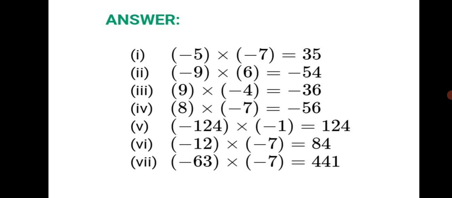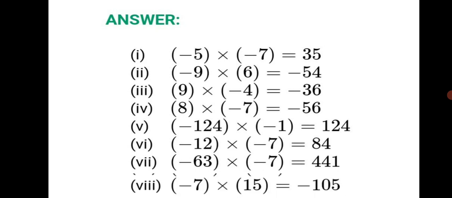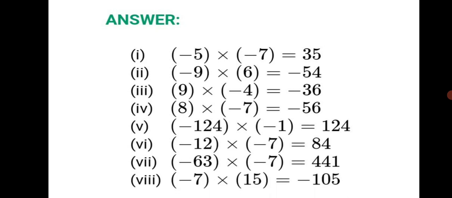Seventh sum. 63 into 7 is 441. And minus into minus is plus. So answer is 441. And last sum. 7 into 15 is 105. Minus into plus, the signs, don't forget them. Minus into plus is, yes, you got it right, minus. So minus 105 is your last answer.